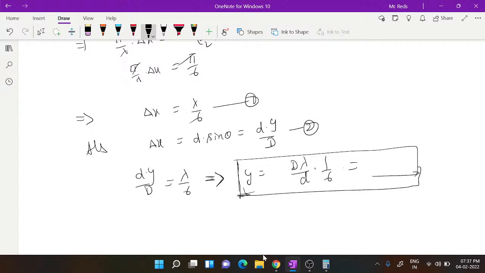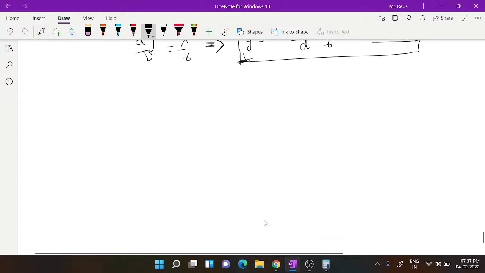So, here you just need to have an idea about these missing wavelengths. Missing wavelengths arise when you are observing the fringes just in front of the slit.